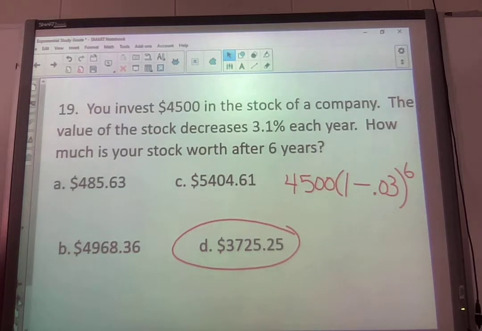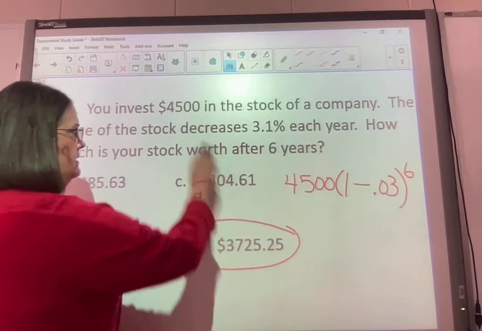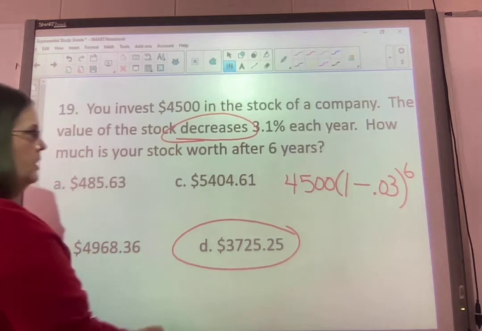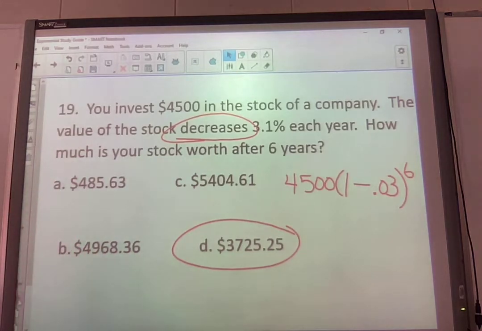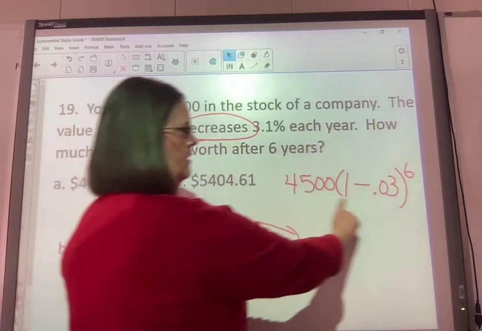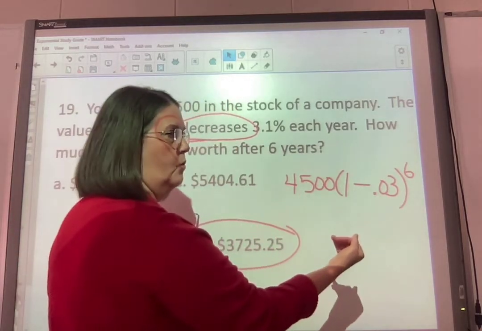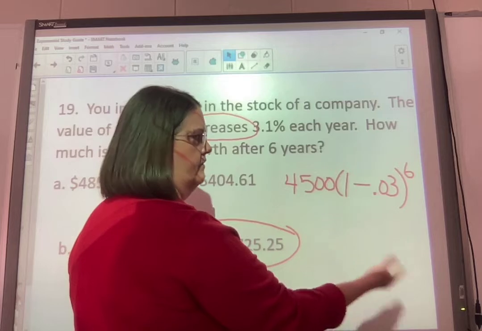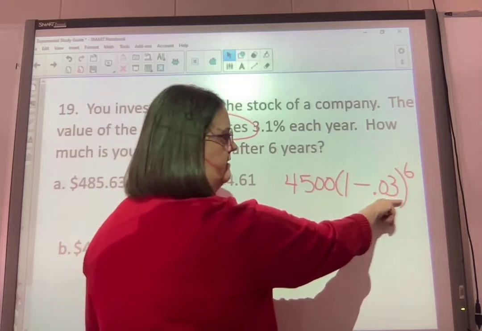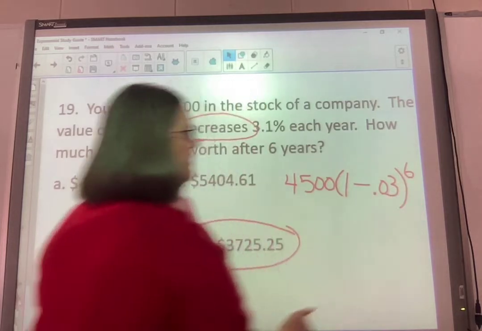You invest $4,500 in the stock of a company. The value of the stock decreases. This one's decreasing 3.1% each year. How much is your stock worth after 6 years? There we are. And there's no need, it's not being done quarterly, or it doesn't say any of those words. So you don't have anything in the denominator or here additional.